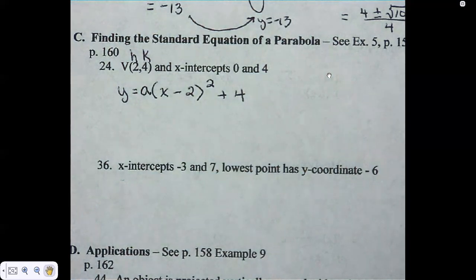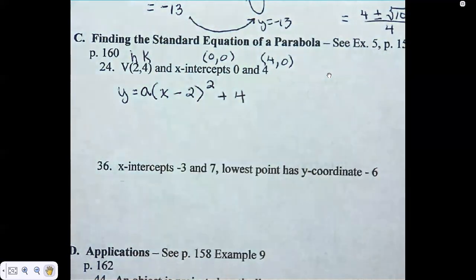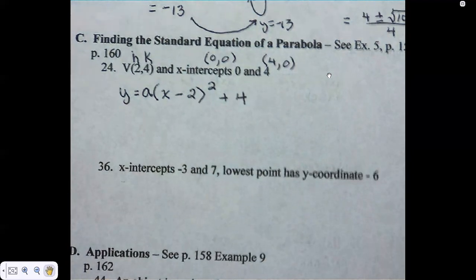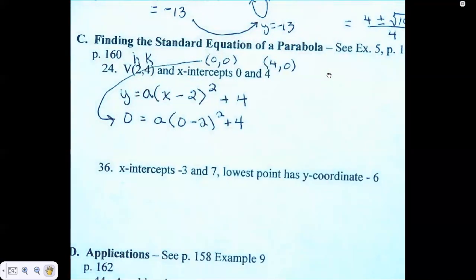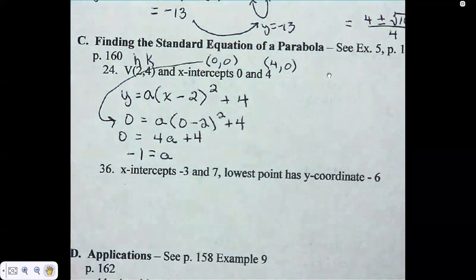How could I find that coefficient? Eeny, meeny, miny, mo, one of the x-intercepts. Don't plug in the point (0, 4). That's two different points, the point (0, 0) and the point (4, 0). Plug in one of those two points. That will give you everything you need to find the a. Zeros are nice to work with. I let x be 0, y be 0. I'll have 0 equals the a that I'm looking for times 0 minus 2 squared plus 4. That's 0 equals 4a plus 4. What does that mean a has to be? Subtract 4, divide by 4, you get a is negative 1.